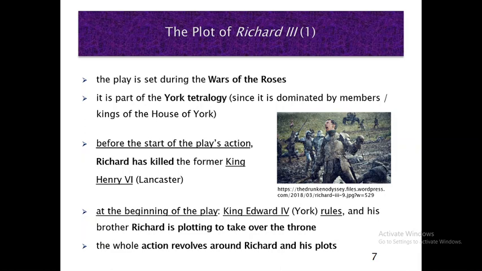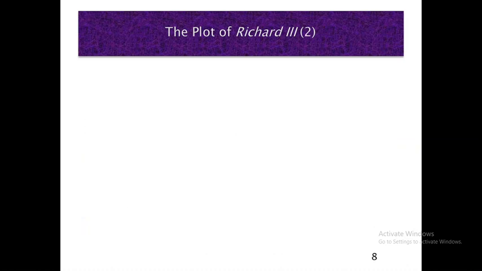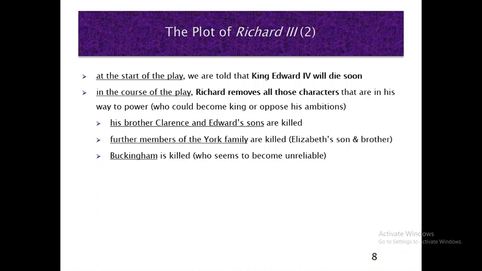At the beginning of the play, King Edward IV from the House of York rules, and his brother Richard is plotting to take over the throne. And this is basically the center of the whole play. The whole action revolves around Richard and his plots. At the start of the play, we are told that King Edward IV will die soon. In the course of the play, Richard removes all the characters that are in his way to power, who could become king themselves or could oppose his ambitions.